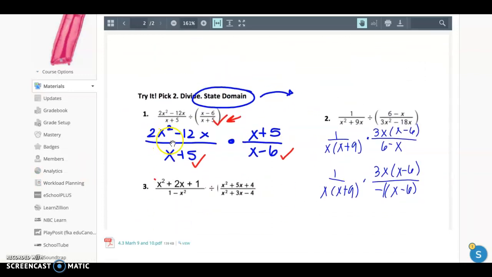So if you just look at this first one, I kept the first fraction, the first rational expression, the same, right? Nothing changed. I changed the division to a multiplication, and I flip, or I make this the reciprocal rational expression. So it's now going to be x plus 5 over x minus 6. And then I'll continue, right? Take out a common term, cancel, find my domain, okay? That's division. I don't need to go further because it turns into multiplication.